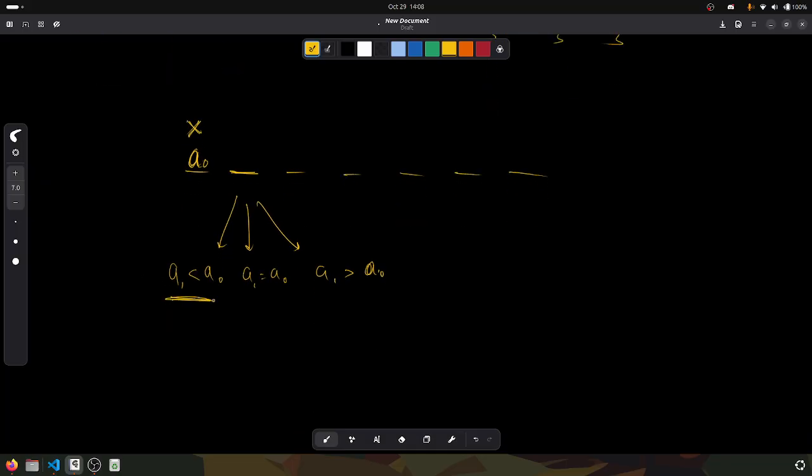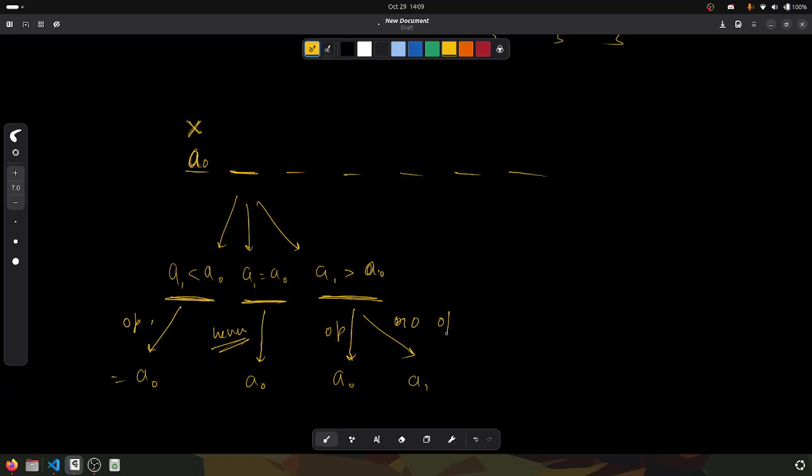So in this case, I will always need to perform the operation and make it equal to a0, okay? In this case, I will never perform the operation because it is already a0, and a0 is the best possible value that can come here right now because this element needs to be greater than or equal to a0. In this case, we have two different routes that we can take. We can either make it a0 or we can leave it as a1. We can perform the operation here, or we can not perform the operation here. So these are the cases that we need to handle.